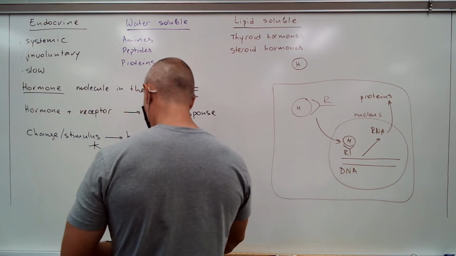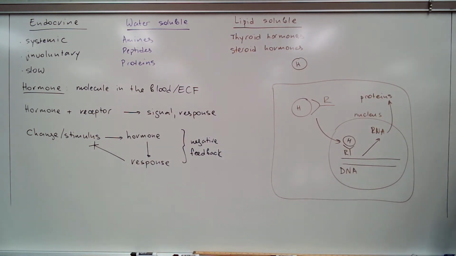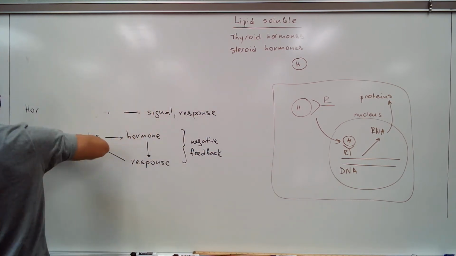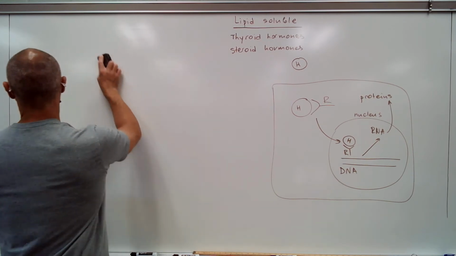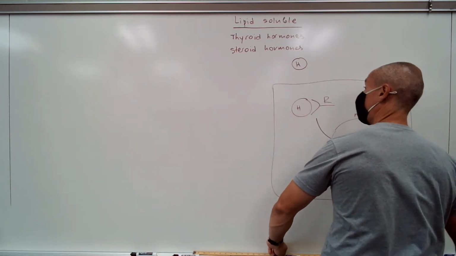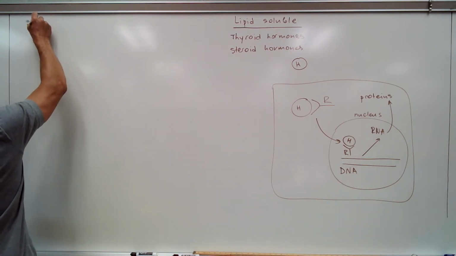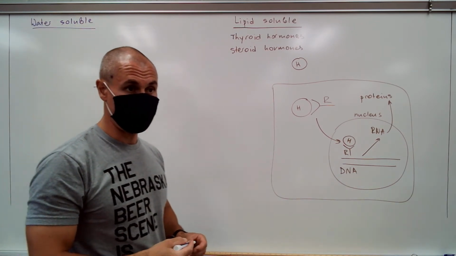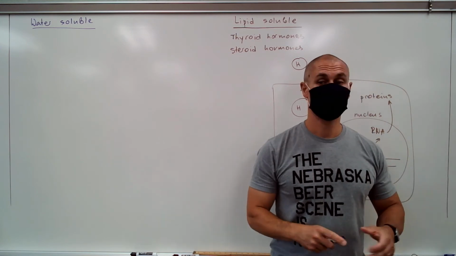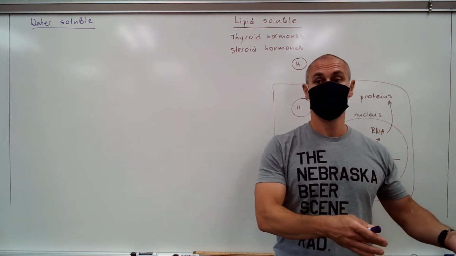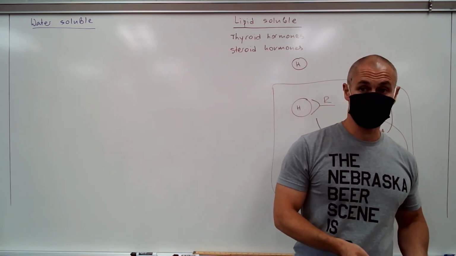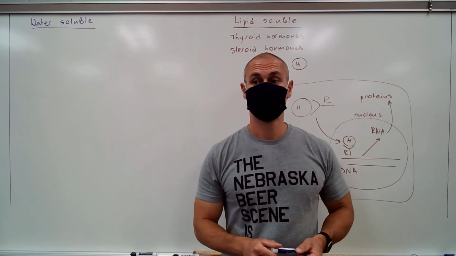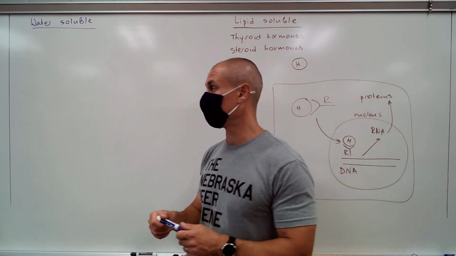Okay. Let's move on to water-soluble hormones now. So first, quick question. Water-soluble hormones, can they cross the membrane? No. The membrane is hydrophobic. They are hydrophilic. They cannot get into the cell. If they can't get into the cell, where's the receptor? On the outside. On the cell surface.